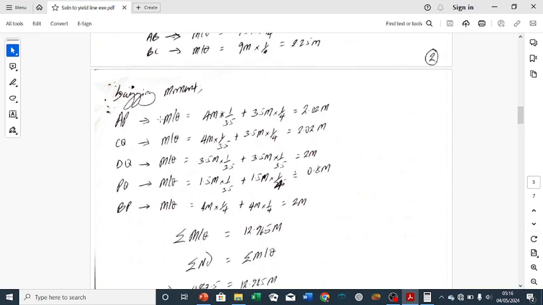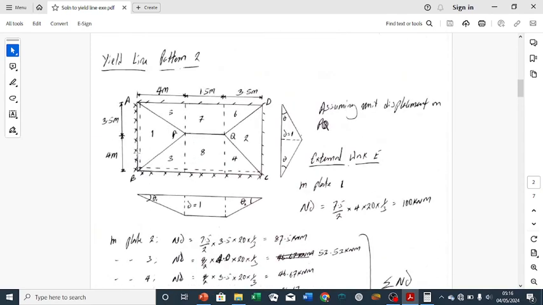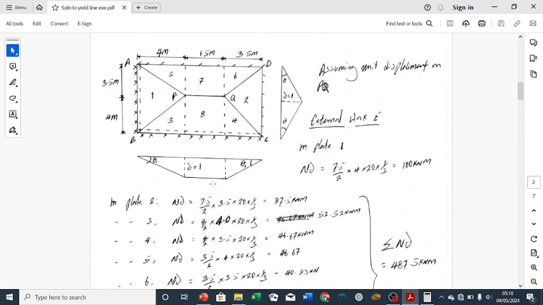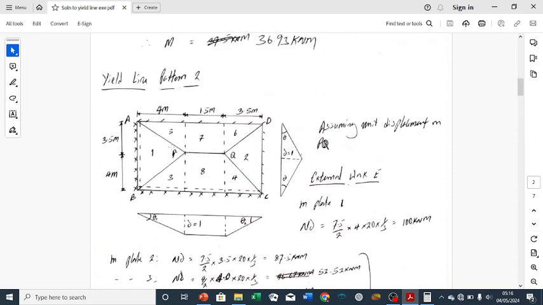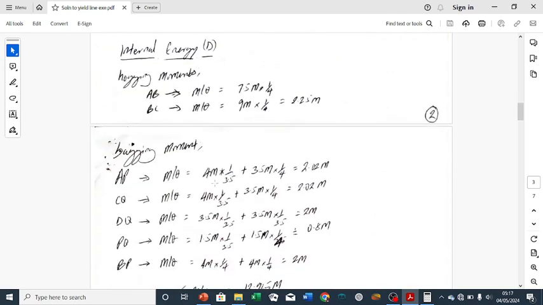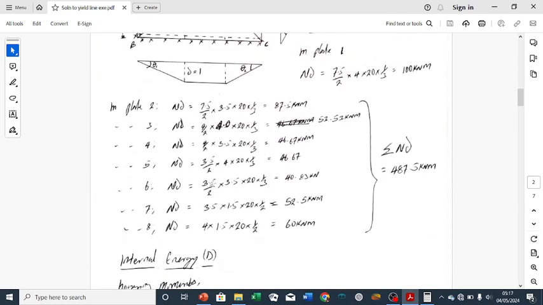So having done that, we go to sagging moment. We calculate our sagging yield line. In this case, all the sagging yield lines are different, so we calculate it differently. So let's pick the first one, AP. AP here will have the vertical component and the horizontal component. So let's go ahead and calculate it.